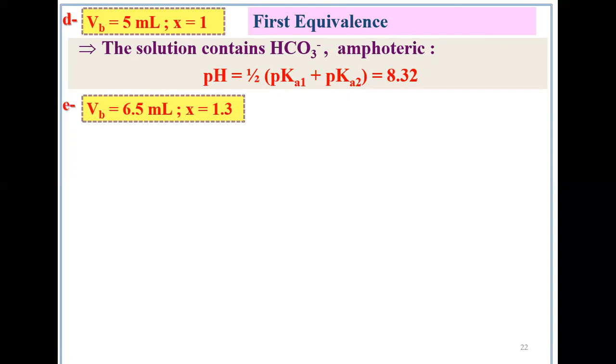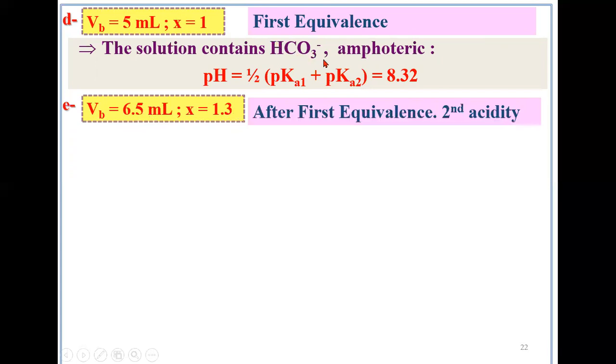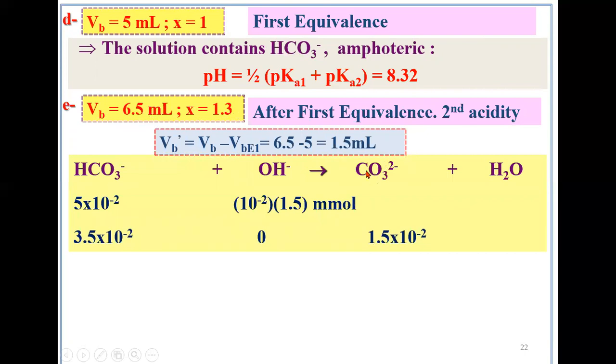X is equal to 1.3, which has a volume of 6.5. But now this X value is after the first equivalence, and so is my volume of base. So now I've already started the second reaction, which is the hydrogen carbonate reacting with OH minus to produce the carbonate, CO3 2 minus, and water. Now we're going to put CaVa and CbVb, but no, not the regular CbVb. We're going to put CbVb prime. What do I mean by Vb prime?